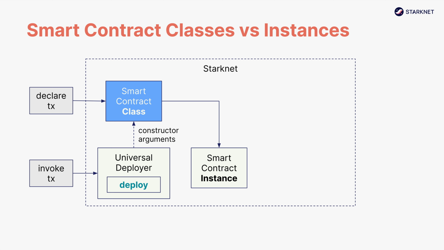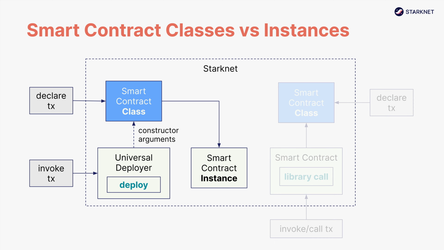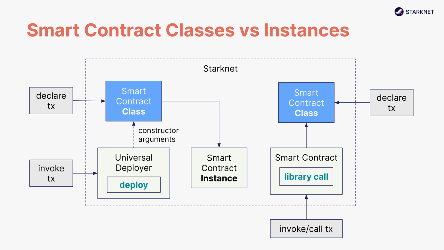This process also initializes the storage cells of the contract instance so it can manage its own internal state. The contract instance is what we normally refer to as a smart contract and is the most common entity on Starknet. Instead of being used as a blueprint to deploy instances, a contract class can be used as a reusable library. The process starts the same way by declaring the Sierra code of a smart contract, but this time there's no need to use the universal deployer.